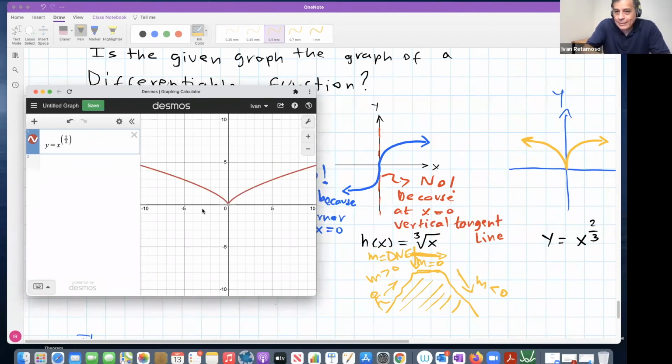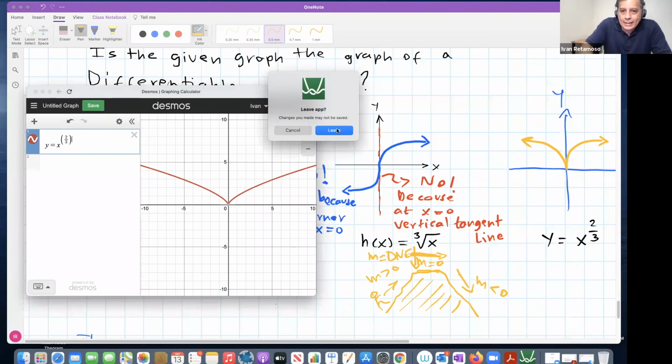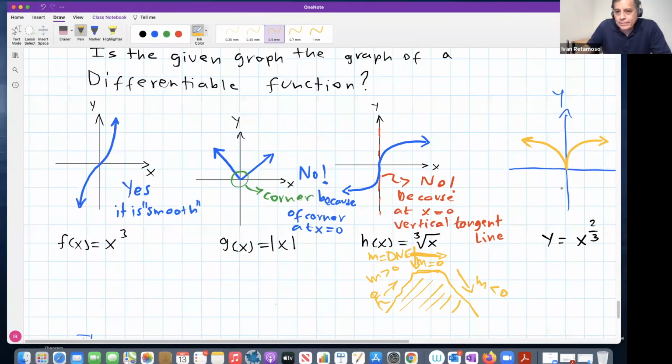Here, not good, right? So this one, because of the cusp at x equals 0, no. No, because of the cusp at x equals 0. This is what mathematicians call a cusp. You're very close to a corner, right? All right, so conclusion, guys: avoid corners, avoid vertical tangent lines, avoid cusps, okay? For you to have differentiable functions.